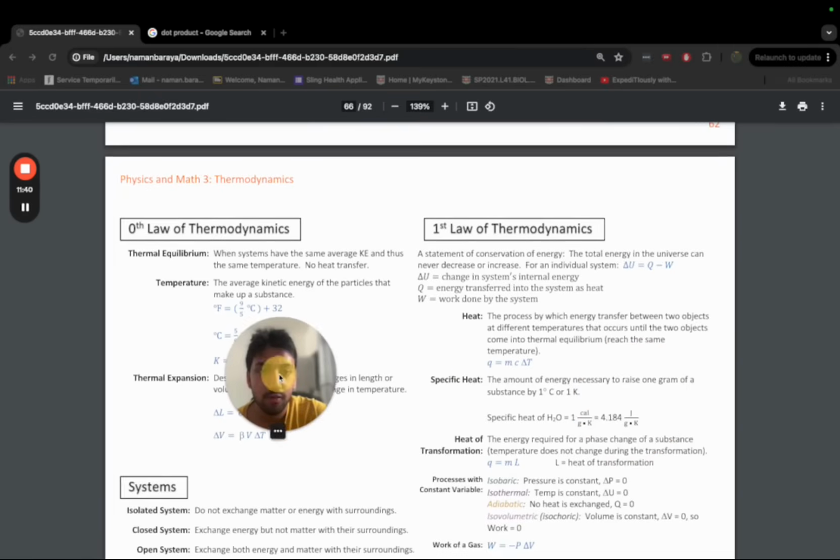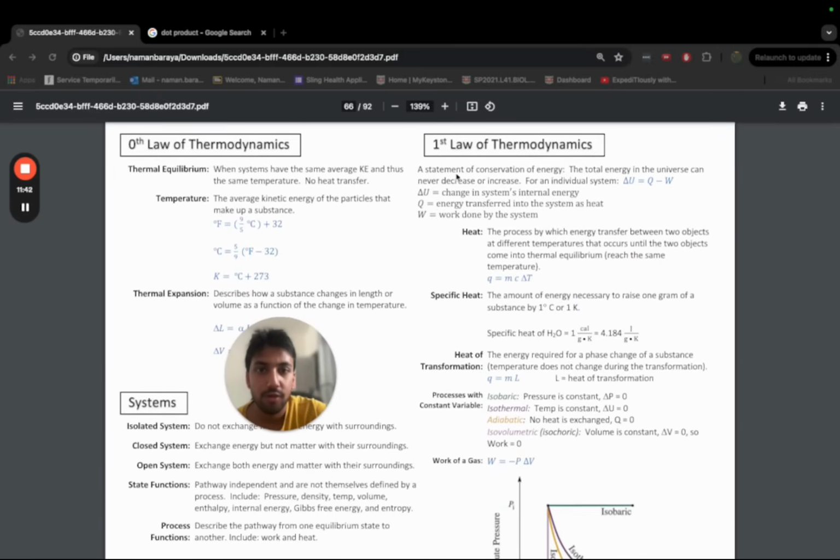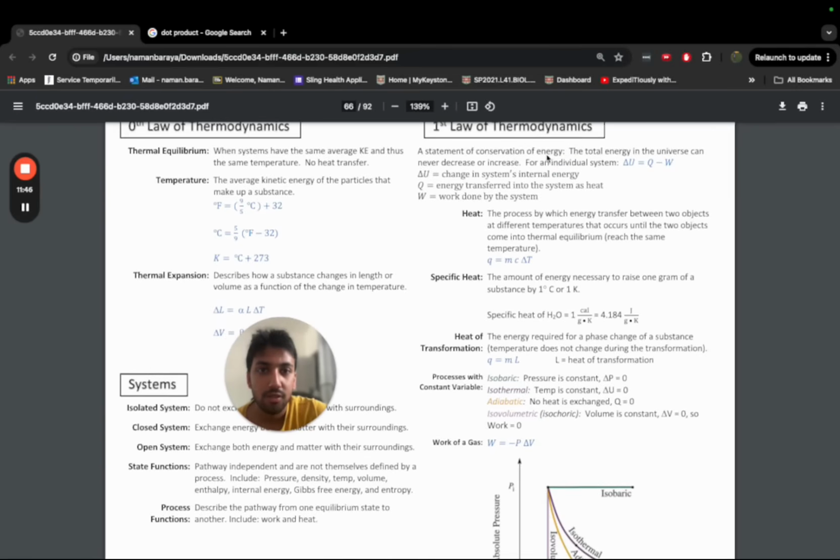Let's go to the first law of thermodynamics. The first law of thermodynamics is a statement of conservation of energy. Basically, it's saying that there's a certain amount of energy in the universe. It's not going to increase or decrease. And so for the individual system, the change in energy is equal to the energy transferred into that system as heat minus the work done by the system.